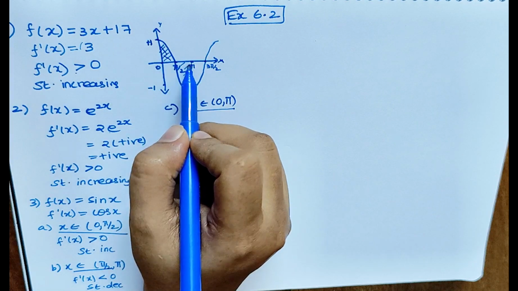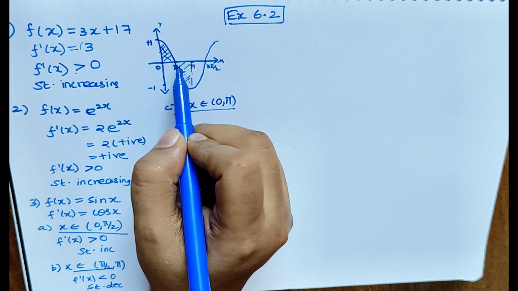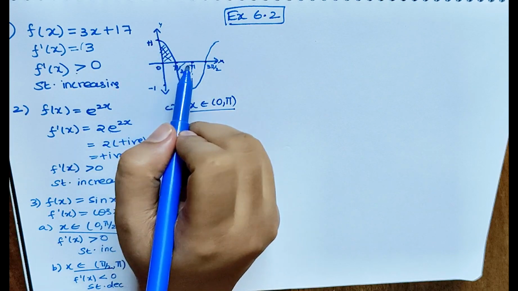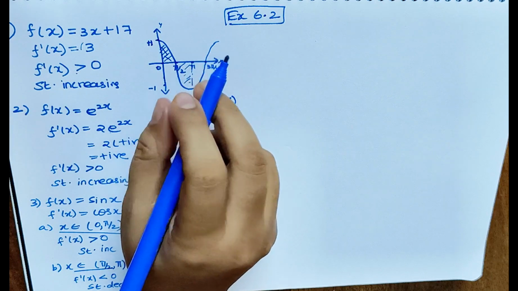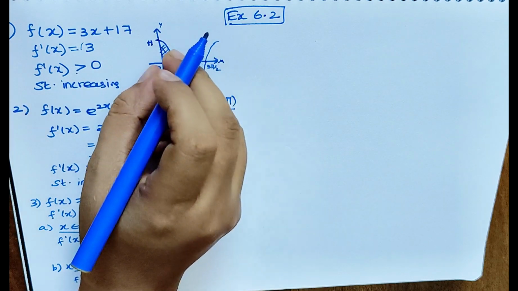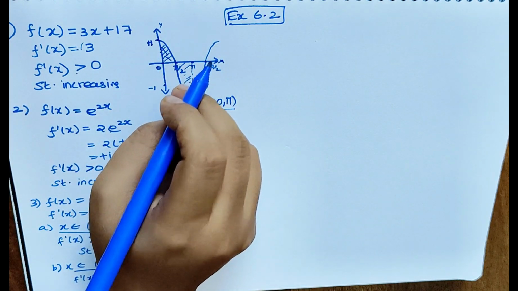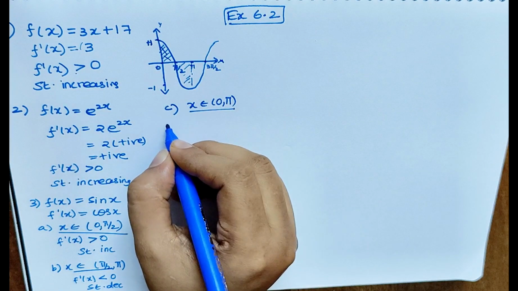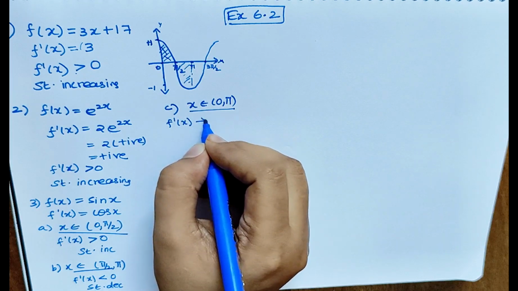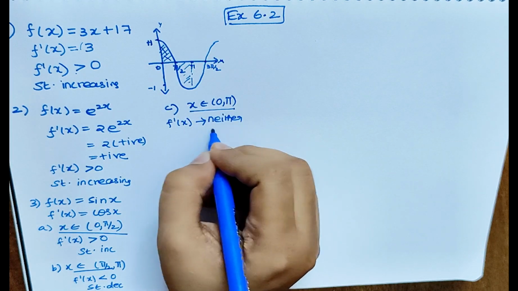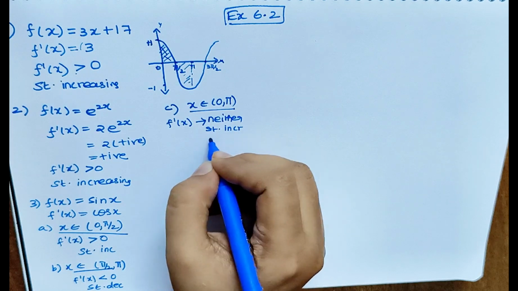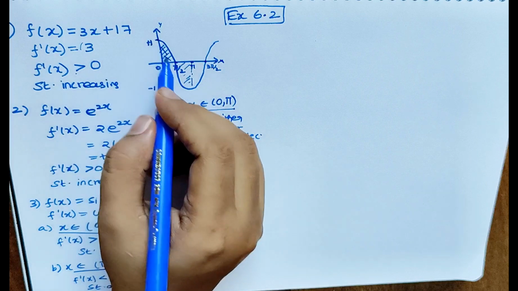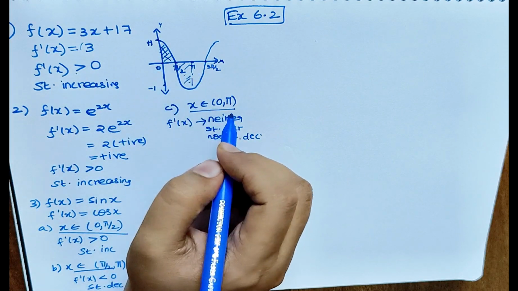So for 0, pi, we can divide it as 0 to pi by 2 and pi by 2 to pi. If you check with 0 to pi by 2, it is increasing. Pi by 2 to pi, if you check, it is decreasing. So within this 0 to 180 degree, we have both increasing and decreasing. Therefore, we cannot conclude either it is increasing or decreasing. So the function is neither strictly increasing nor strictly decreasing, as both the possibilities are within this interval.